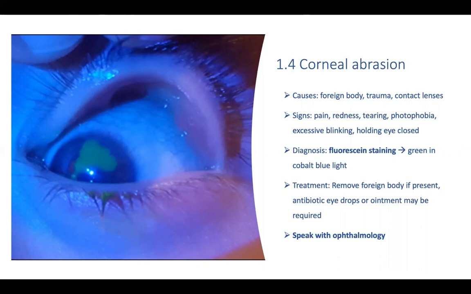As you can see in the photograph, an abrasion will turn green in cobalt blue light. Treatment involves removing the foreign body if present. Most corneal abrasions slowly self-heal over several days. However, because the surface damage makes the eye more susceptible to infection, abrasions may require antibiotic eye drops or ointment. We should also offer treatment advice to take simple analgesia, avoid rubbing or touching the eye, and to not wear contact lenses until the eye is completely healed. Confirmed corneal abrasions should be discussed with ophthalmology.